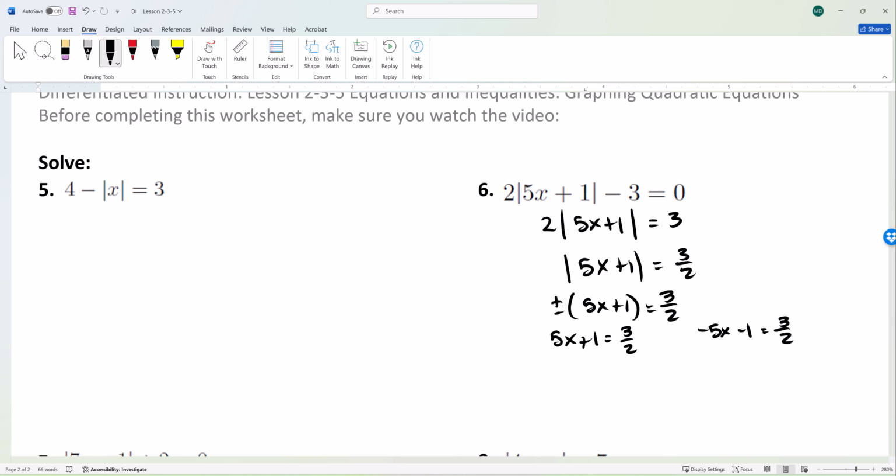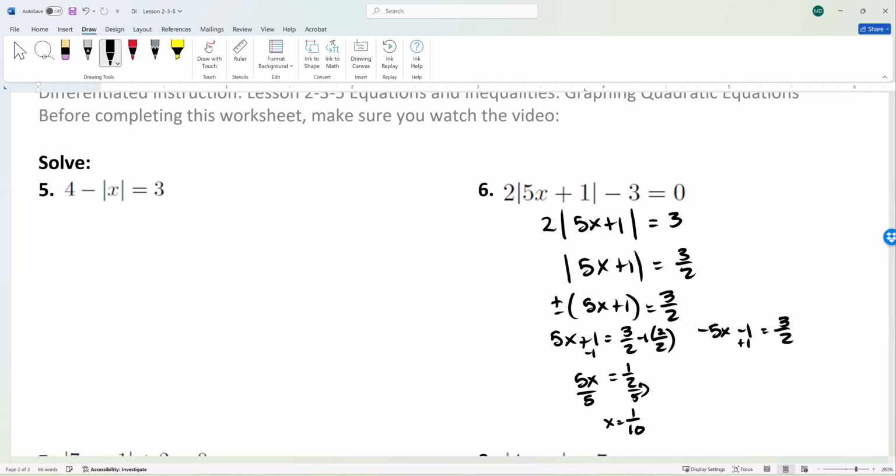Now we have fractions. That's okay. So subtract 1. Remember, common denominator. So 3 minus 2, it's going to be 1/2. Divide both sides by 5. Now when you divide, it's going to the denominator, so you're going to get x equals 1 over 10.